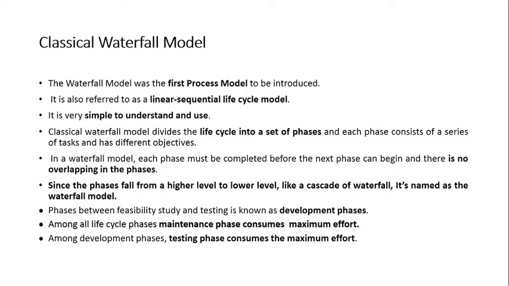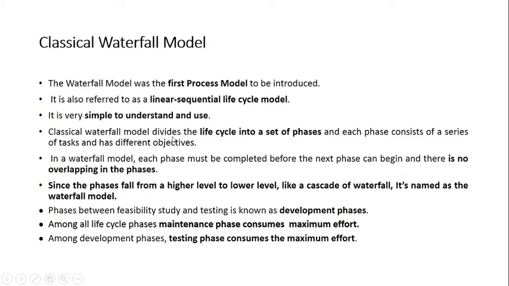You cannot jump from one phase to the third or the fifth phase. You will be following that strict sequence of phase 1, phase 2, phase 3, phase 4, because entry and exit criteria are being followed here. So this is also known as the linear sequential life cycle model. This is the simplest model to understand and use.